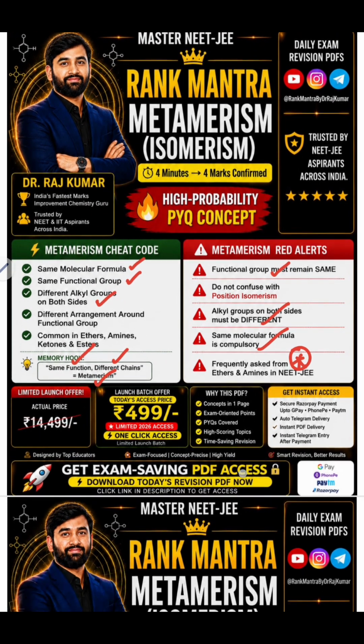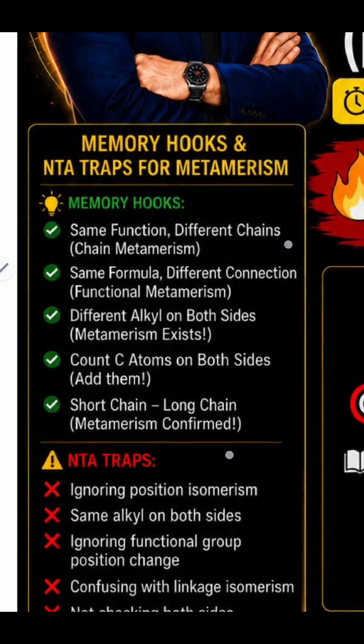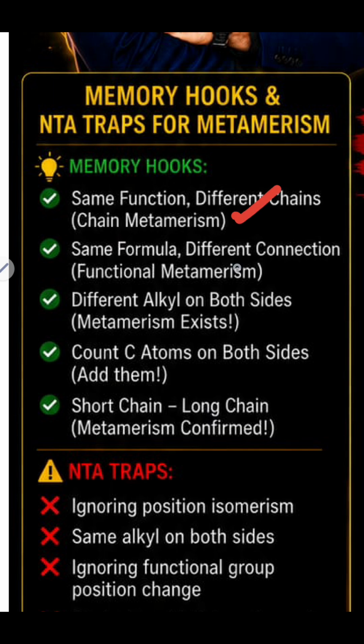If I go into the more detailed part, that is memory hooks. You can see here the memory hooks. This will help you answer the metamerism question for a long time. So you can see very clearly, same functional group but different chains, we call it chain metamerism, right? Same formula, different connections, functional metamerism. Different alkyl groups on both sides, then metamerism. Now this is important: the alkyl groups on both sides must be different.